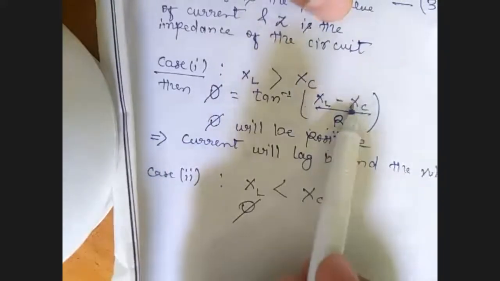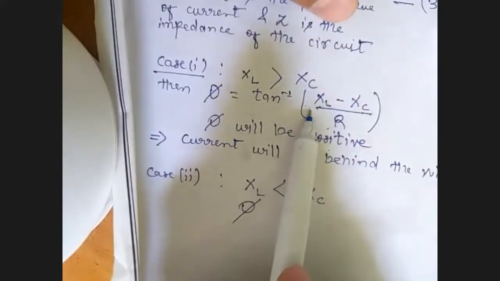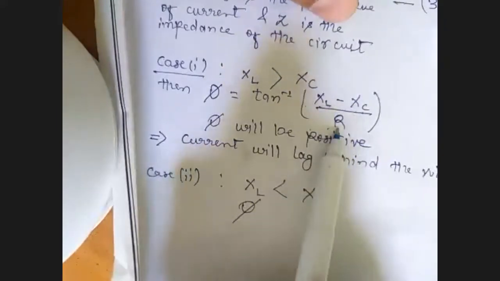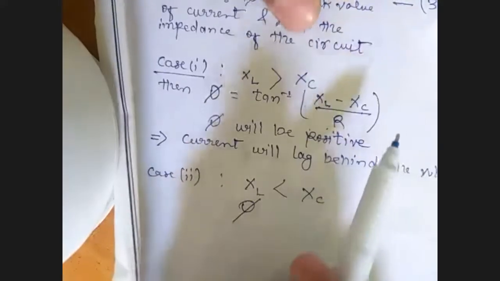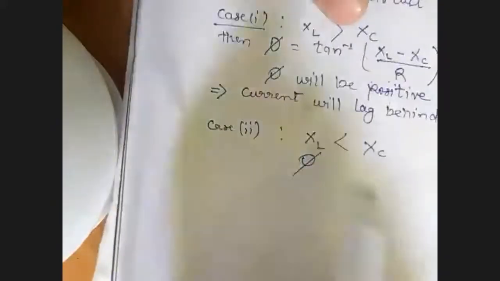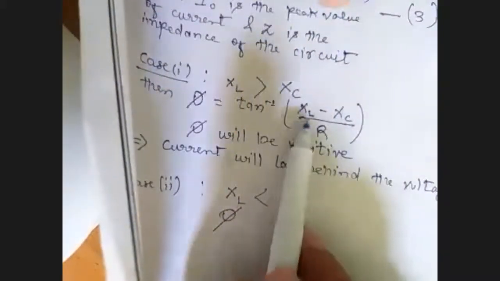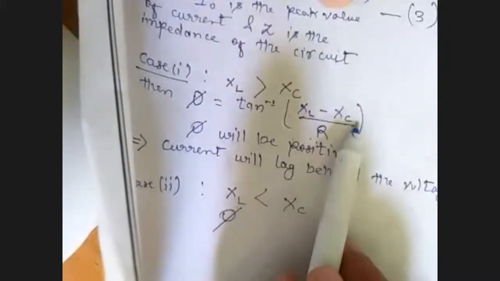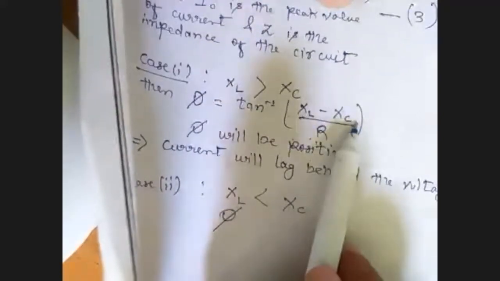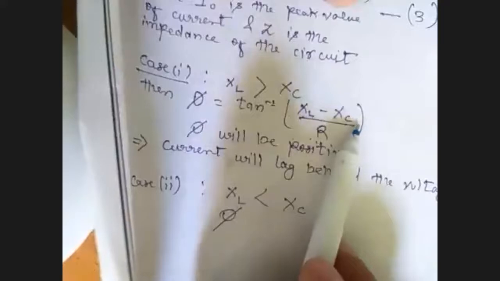So if I had to write XC here, I would have written omega L minus 1 upon omega C. Right, so XC is equal to 1 upon omega C, not 1 upon XC. Always remember. So when XL will be less than XC, then you can see the numerator will be negative and it will be tan inverse of negative. Tan inverse of a negative number is minus of tan inverse of that.